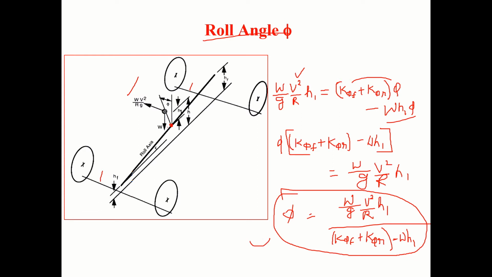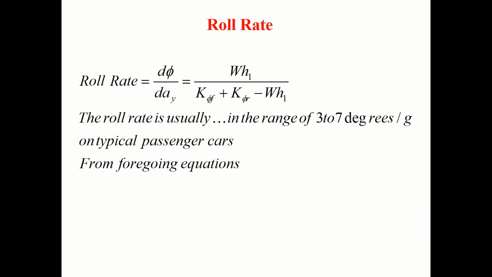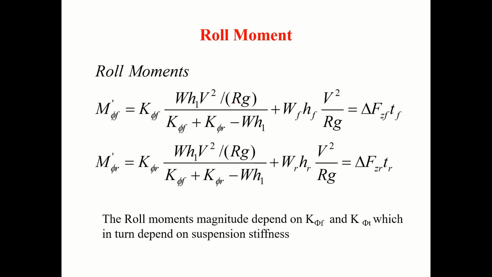So once you have got the roll angle, this is the one written. Roll rate is just the derivative with respect to lateral acceleration, and you will get the roll rate. Roll moment at the front is roll stiffness into roll angle.